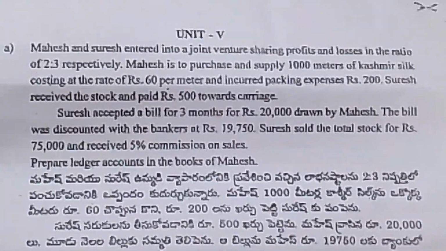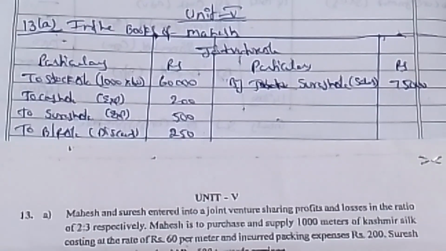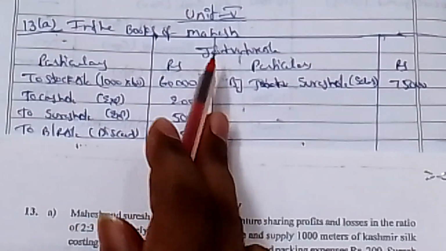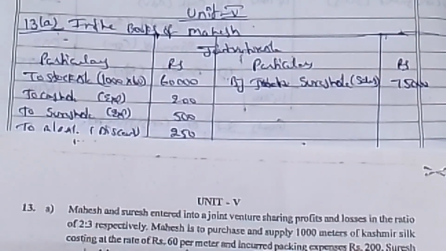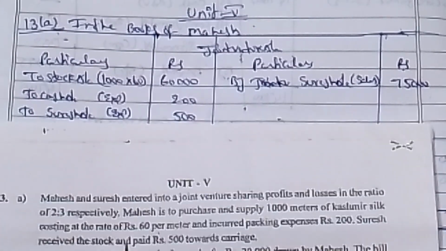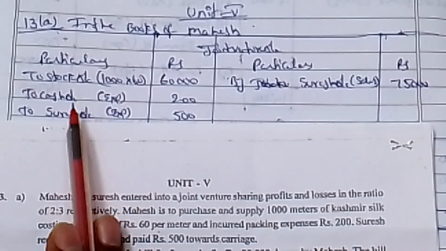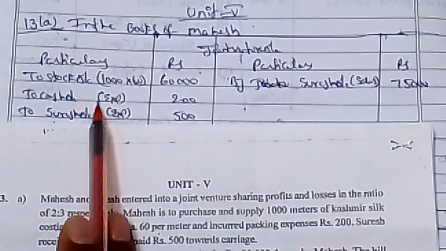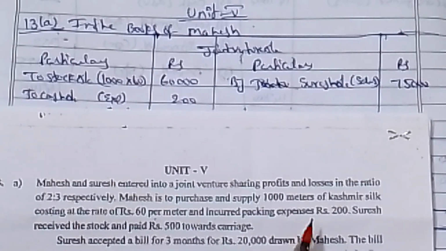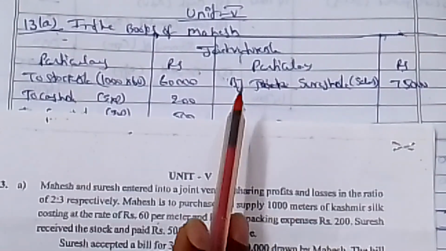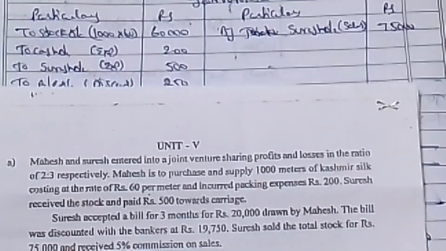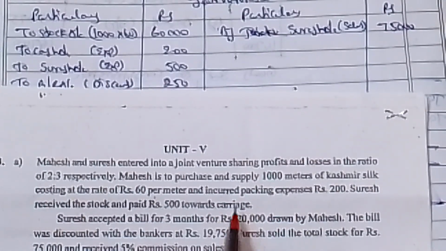Okay, let us see this solution. So first of all, in the books of Mahesh, joint venture account. First, goods supplied. Mahesh purchased and supplied 1000 meters at 60 rupees. So joint venture account debit to stock account, being goods supplied, 1000 into 60, 60,000 rupees. And he paid 200 rupees for packing expenses. So joint venture to cash, being expenses paid. Next, Suresh took the delivery and paid 500 rupees carriage. So joint venture account debit to Suresh account, being expenses paid by Suresh.